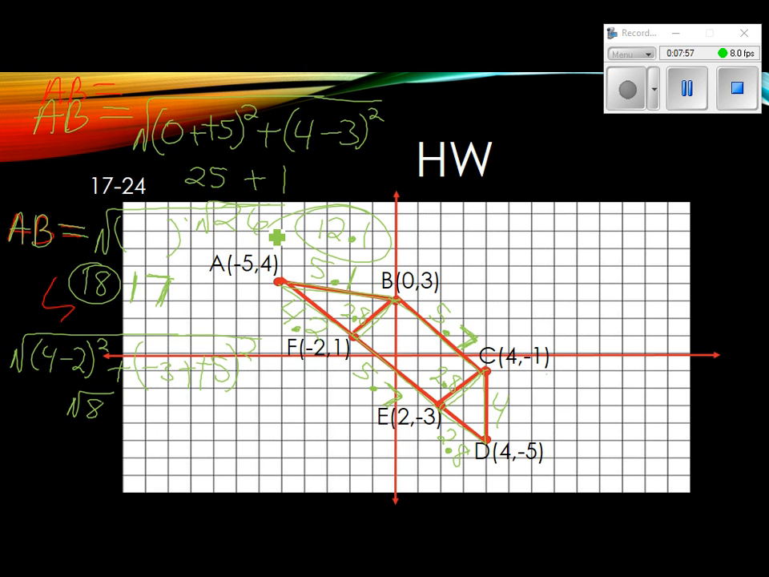What's the next one? 20? Yeah. What's it ask? Find the perimeter of quadrilateral ABCD. So they actually want the perimeter of this entire shape.